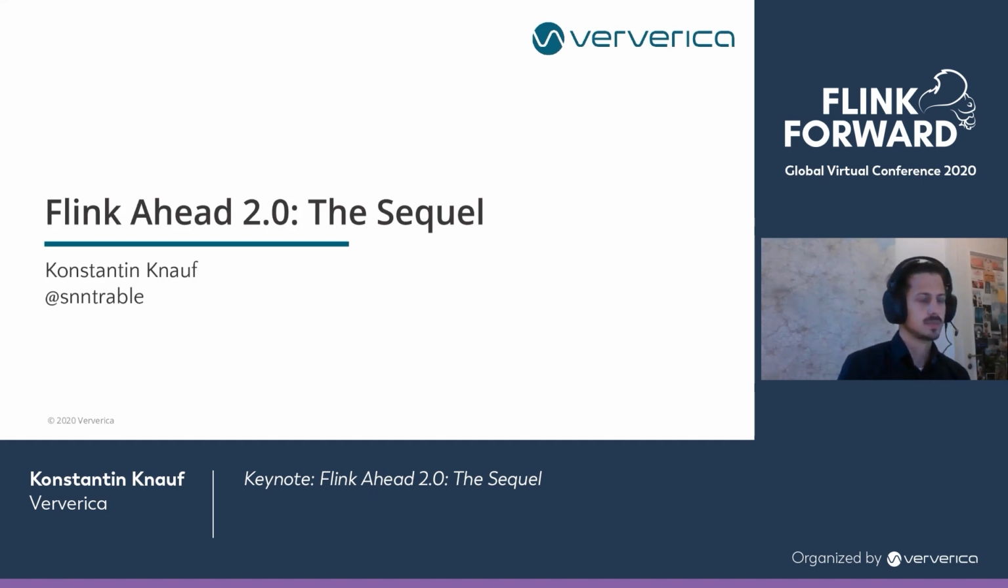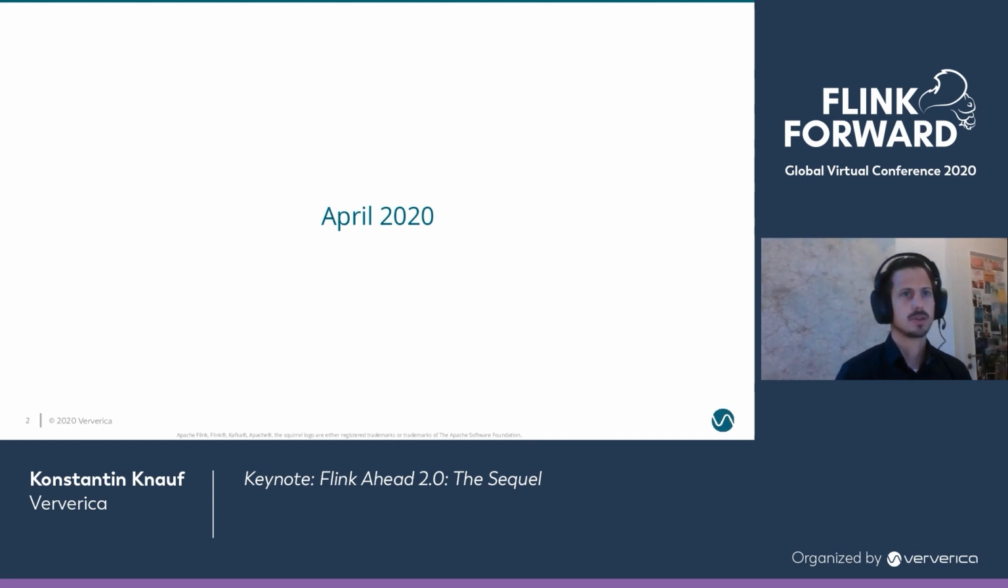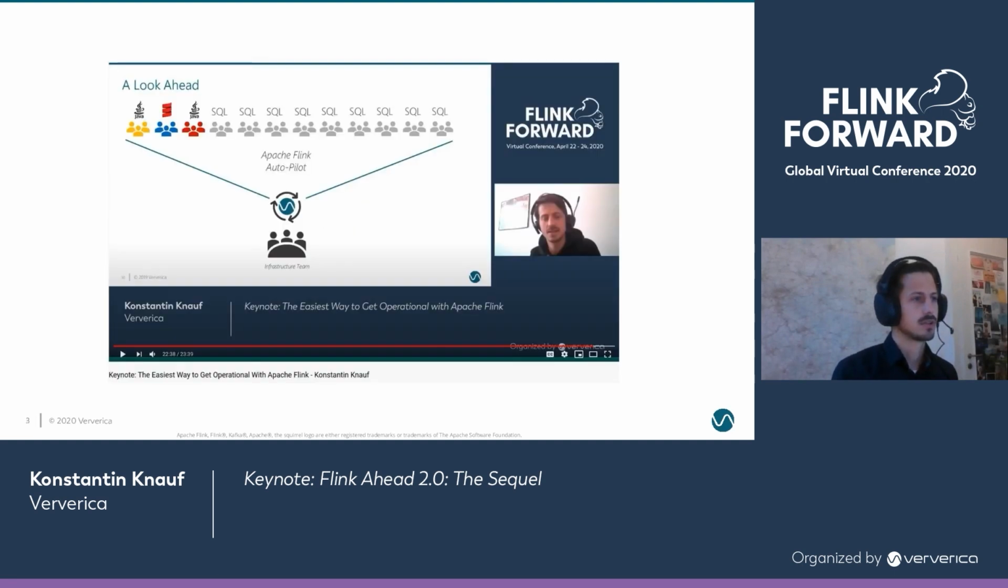Basically, about 6 months ago, at the last Flink Forward, already virtual back then, I was looking a little bit ahead at what we are going to do in the Ververica platform. And one of the things was an autopilot for Apache Flink. So basically, a service that would automatically configure, automatically scale your deployments, adjust to the load, and also keep your resource utilization high.